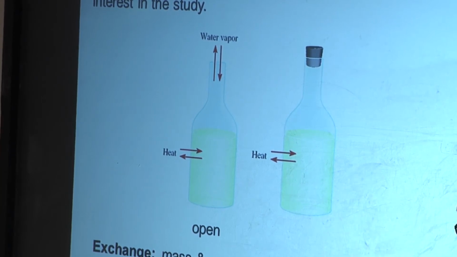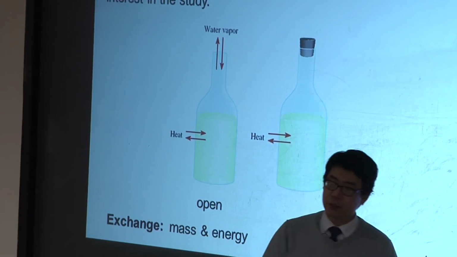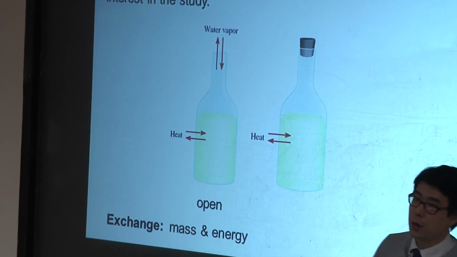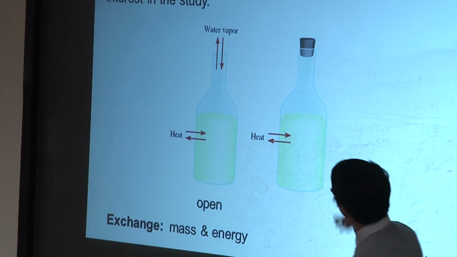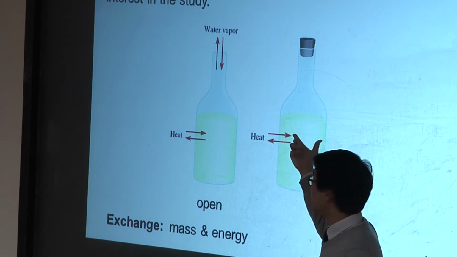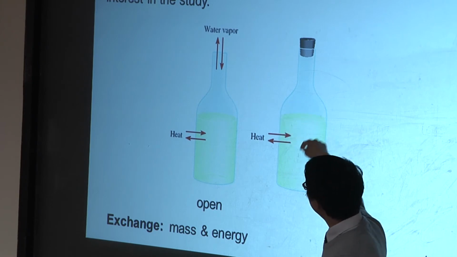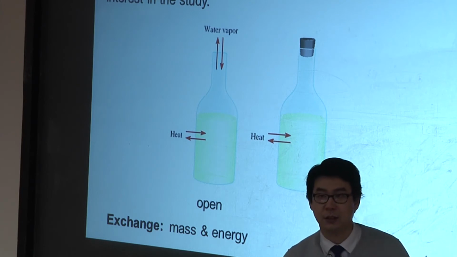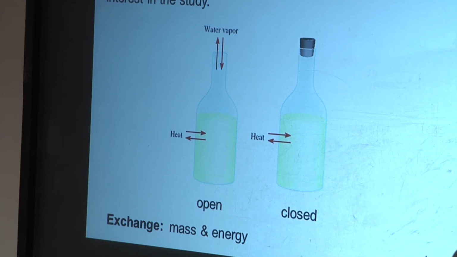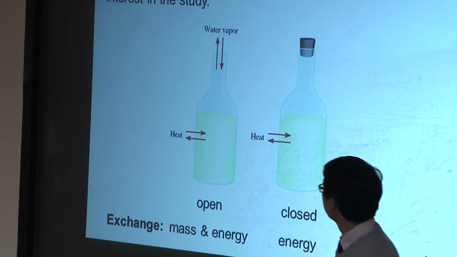If I put a stopper in it and seal it real tight, it's still this kind of cheap plastic or glass where heat can go in and out. But now, as long as the seal is tight and it doesn't blow up, nothing can get out. And so energy and heat can go in and out, but matter cannot. So that's what's called a closed system, where only energy is able to get in and out.